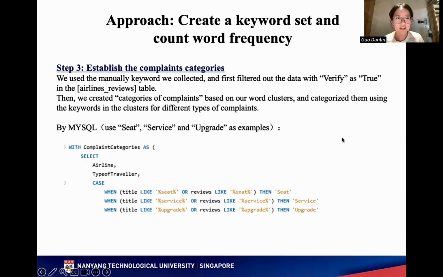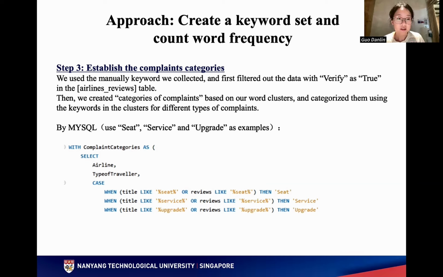And our step 3 is to establish the complaint categories. We use the manual keywords we collected. Firstly, filter the data with verified as true in the airline reviews table and recommended as no in the airline reviews table. Then we created categories of complaints based on our word clusters and categorized them using the keywords in the clusters for different types of complaints.